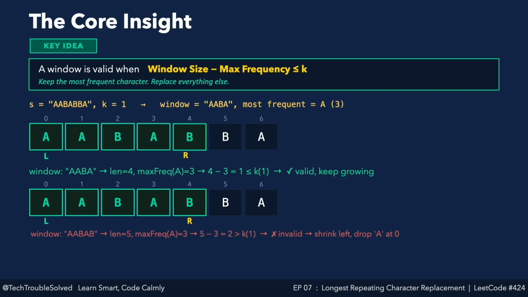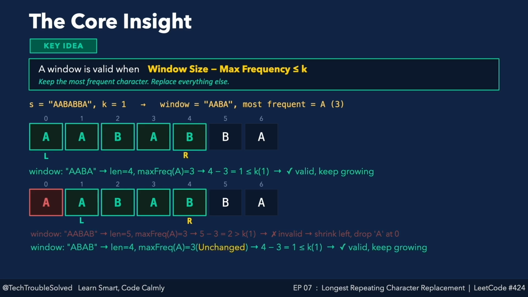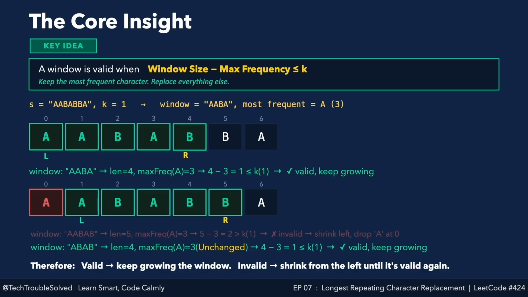We move L forward by 1. Drop that leftmost character and shrink the window by 1 step. Now we are at ABAB, length 4. Max frequency is still 3. We never decreased it when we shrank. Check. 4 minus 3 equals 1. Valid, we stop shrinking here. So valid, we keep growing the window. Invalid, we shrink from the left. That's the entire algorithm. Let's now trace this across the whole string step by step.